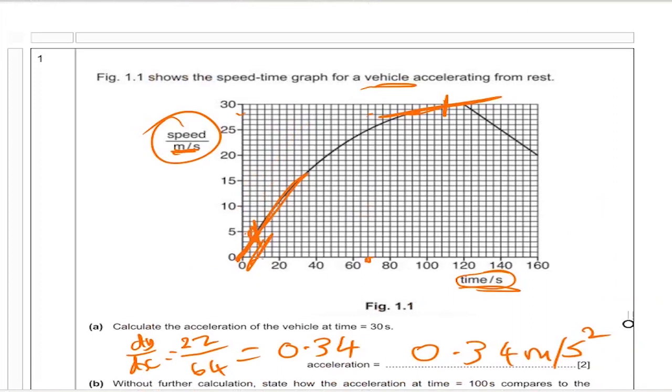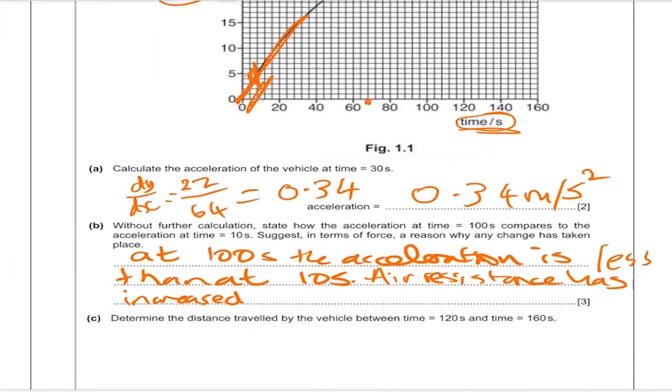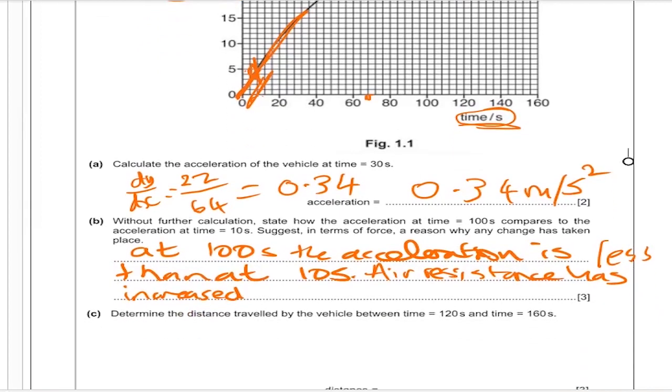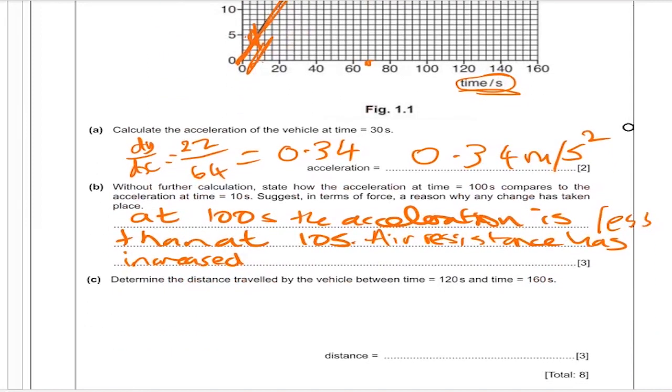And so let's say at this point, it's got 100 newtons from the engine going forward, but 90 newtons from the air resistance going in the opposite direction. So the overall resultant is going to be 10 newtons, which is less than it was at the start. And so that air resistance has increased, which means that the resultant force, the accelerating force, is less.